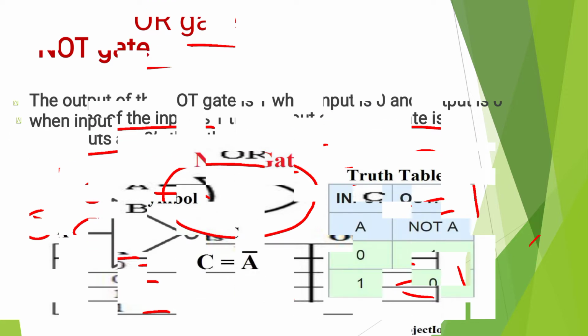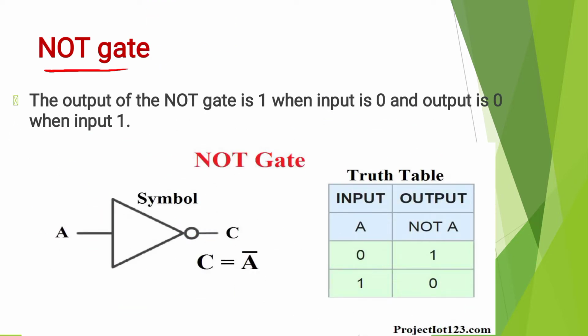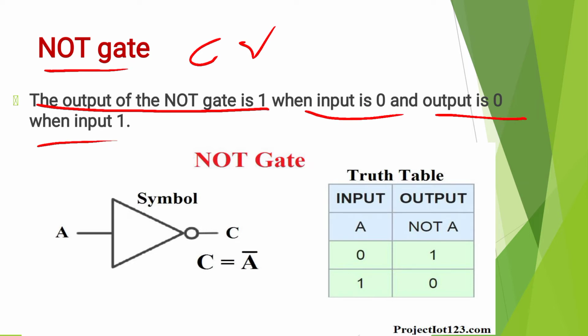Now coming to the NOT logic gate. NOT gate is nothing but it is used for complementing an input term. It performs the complement operation. If we give the input as 1, then it produces the output as 0. If we give the input as 0, then it gives the output as 1. That means it performs the one's complement on the input data. This is also known as complement gate. The output of the NOT gate is 1 when input is 0 and output is 0 when input is 1. That means it performs the complement operation.